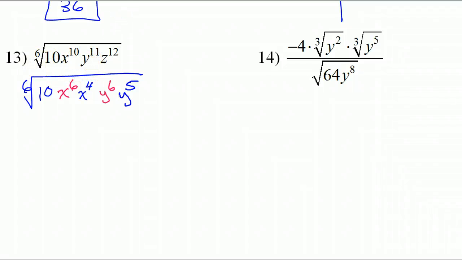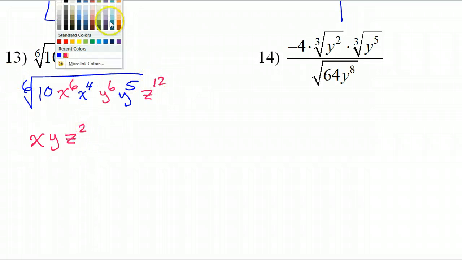Then the z's, man, the z's. The z's are great, just the way they are. Z to the 12th. 12 is divisible by 6, so we are ready to go. Everything that's shown here in pink is going to simplify and come out. This will become x. I'm dividing by 6. Similarly, y to the 6th power will become y. The z will become z squared on the outside. 12 divided by 6 is 2.